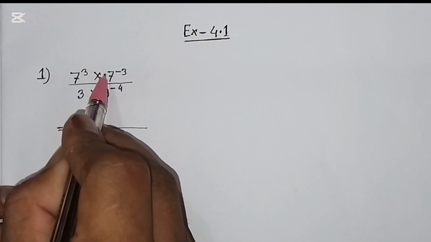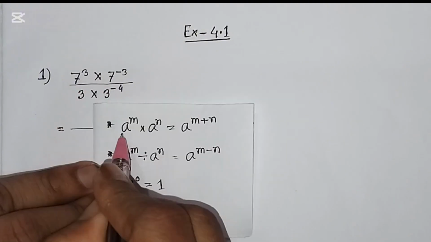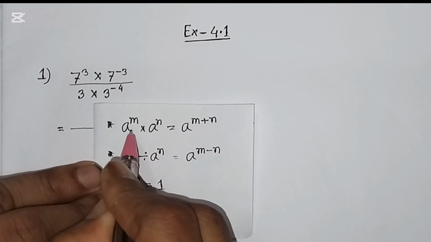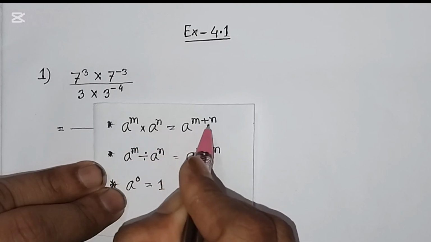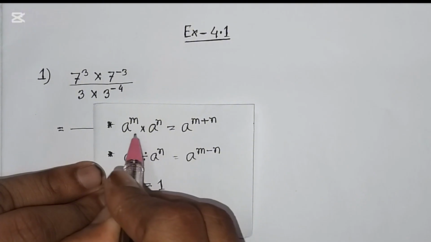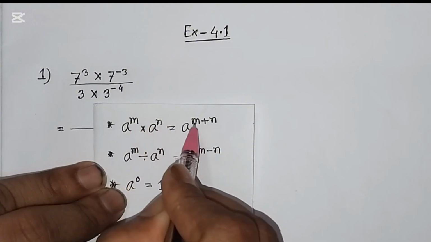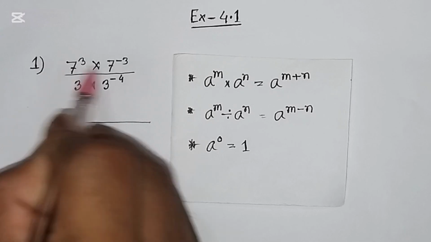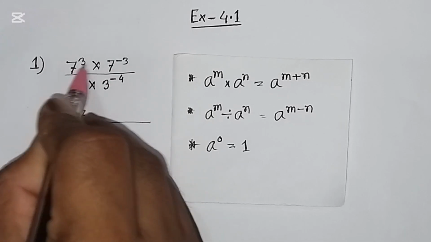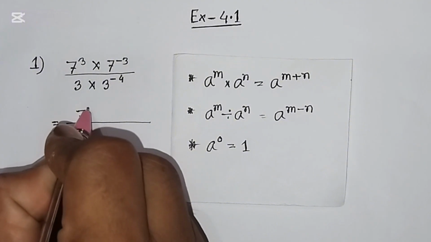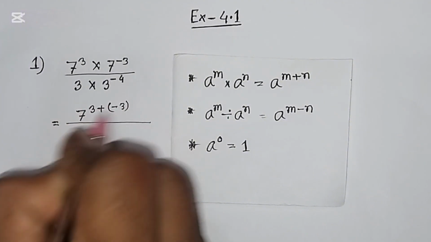At first, on the numerator side we will apply the index law of multiplication. Here apply this law: a power m into a power n equals a power m plus n. If a similar base is connected with multiplication, then their powers will be added. Here the similar base is 7. Now their powers will be added: 3 plus minus 3.